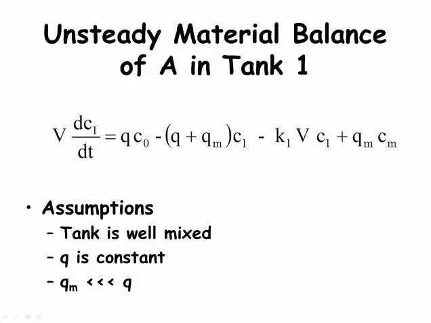Some standard assumptions we will make are that the tank is well mixed, the flow rate Q is constant, and the flow rate QM is much smaller than the tank flow rate Q. With the last assumption, we can neglect the QM times C1 term.